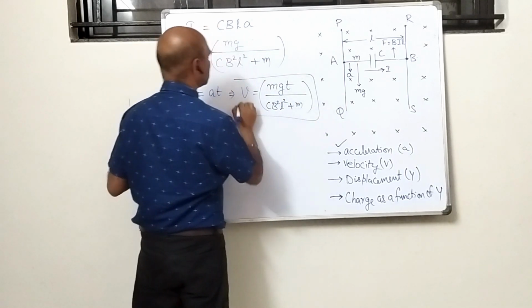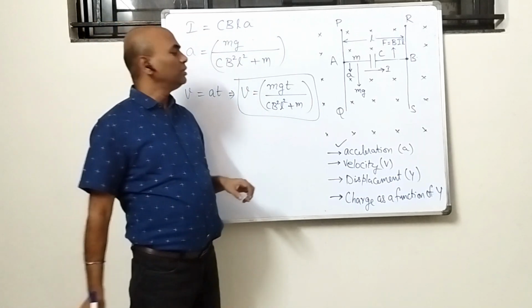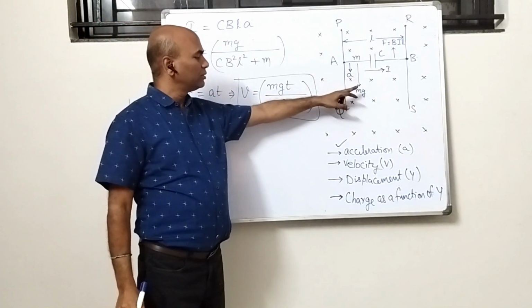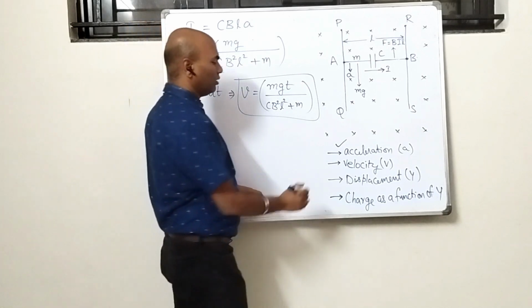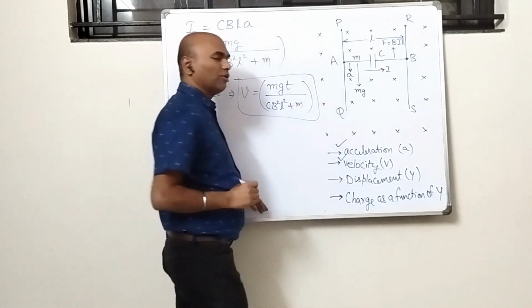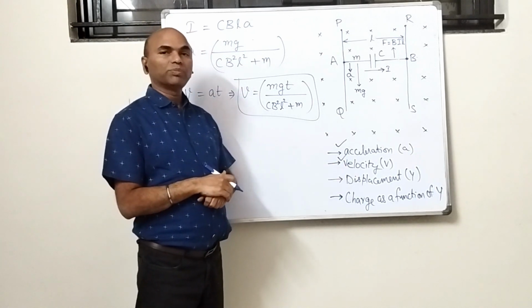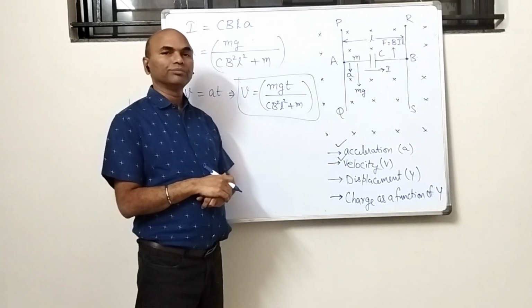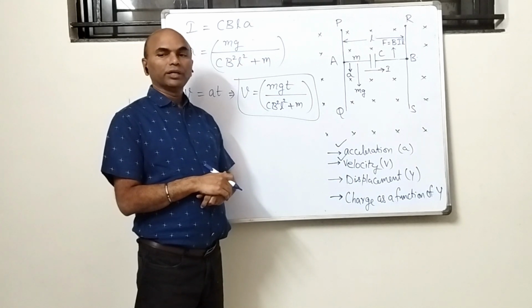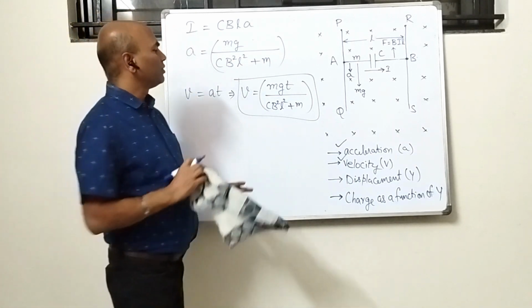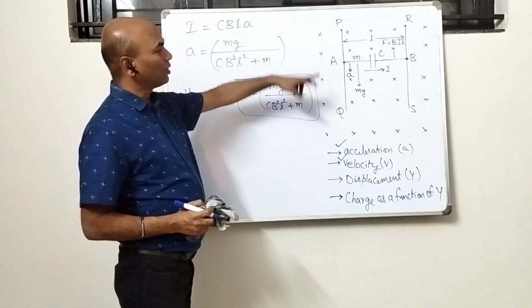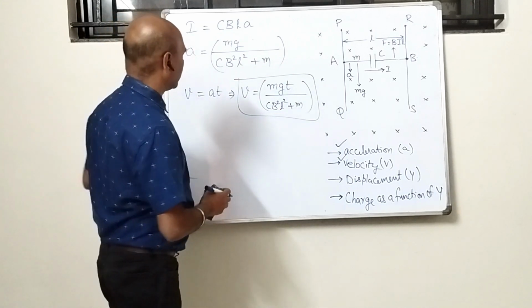So this becomes the expression for velocity of the wire AB as a function of time. So we have answered the second part of the question. Now I also want to get the displacement as a function of time, again assuming the starting velocity of the rod is 0, initially at rest.